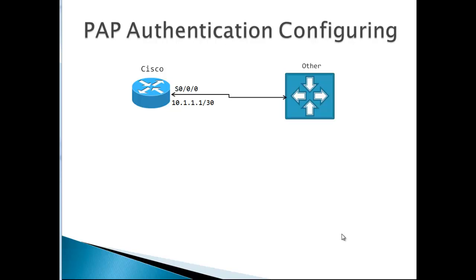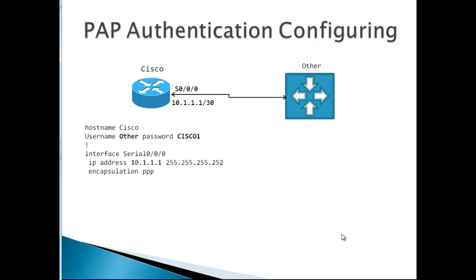So to configure PAP authentication, we have hostname Cisco this time. Hostname Cisco. And then we create a local database. Username other, password Cisco1. Now username other is the hostname of the neighboring router that you're going to authenticate with. So if you can see up here, the hostname of this router is other, and that's what we're going to create our database with. Username, the name of that router, other, and the password Cisco01. Then the rest of the commands, we learned these: encapsulation PPP.